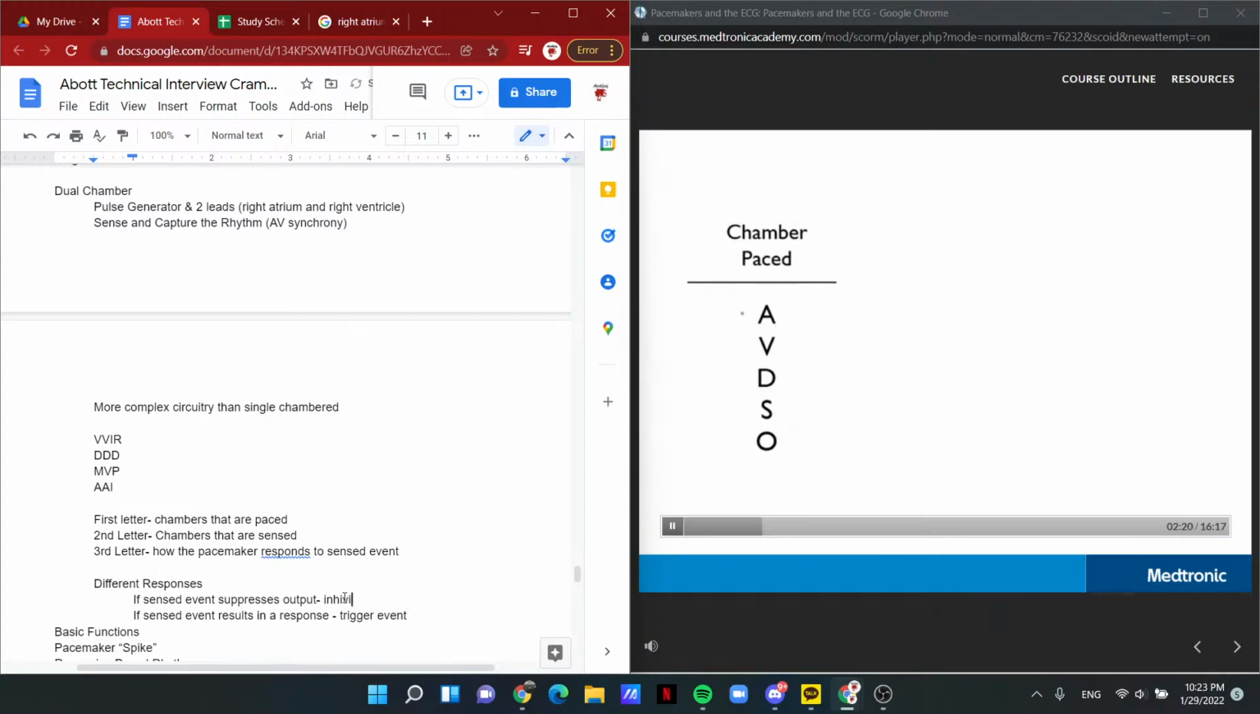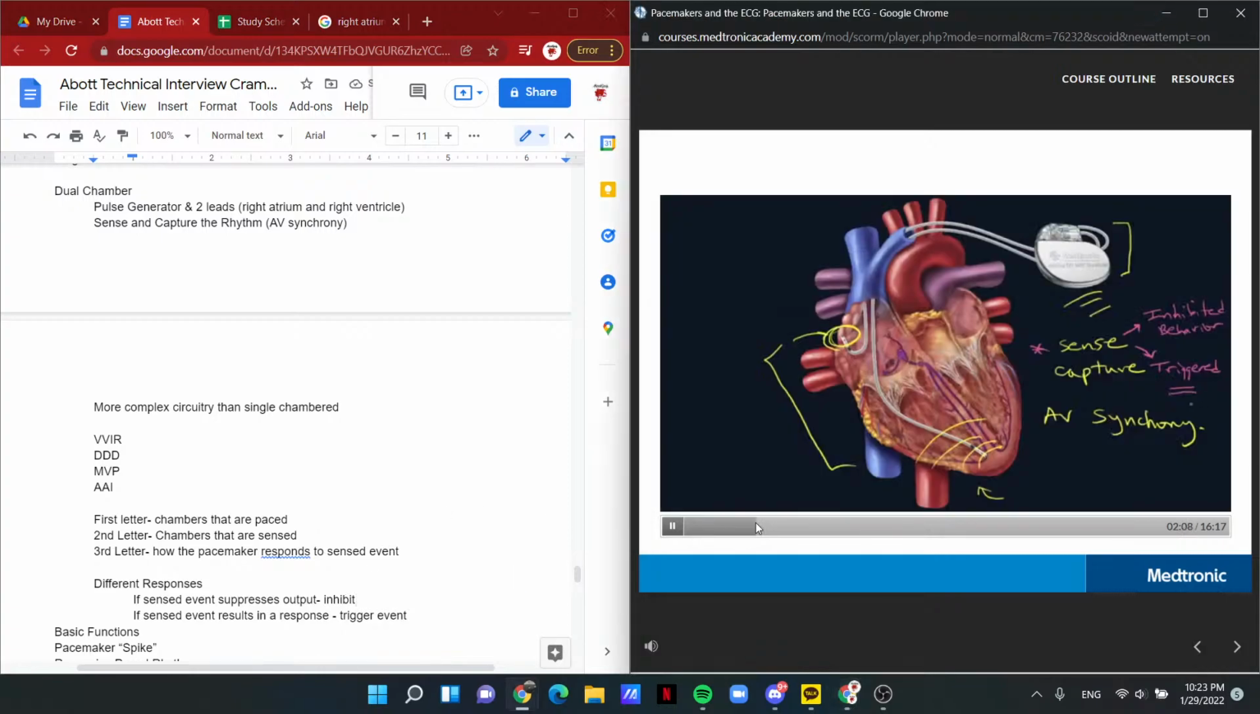In response results in a paced event, we call that a triggered response, meaning that the pacemaker puts out an electrical signal in response to some intrinsic cardiac event.